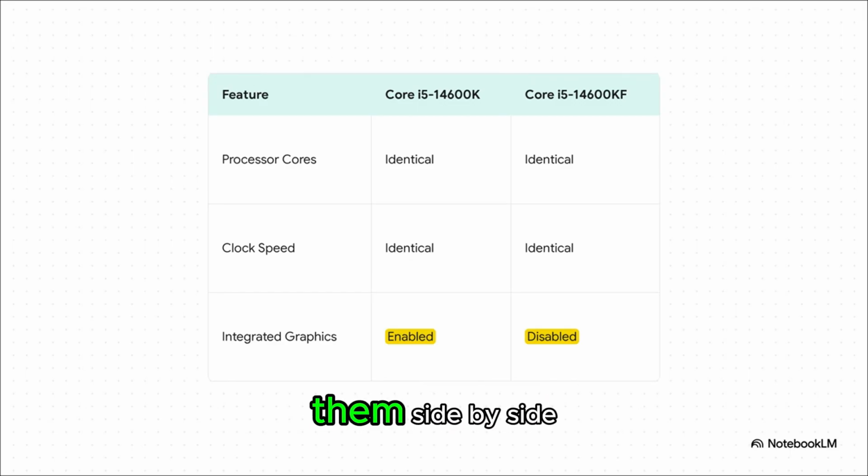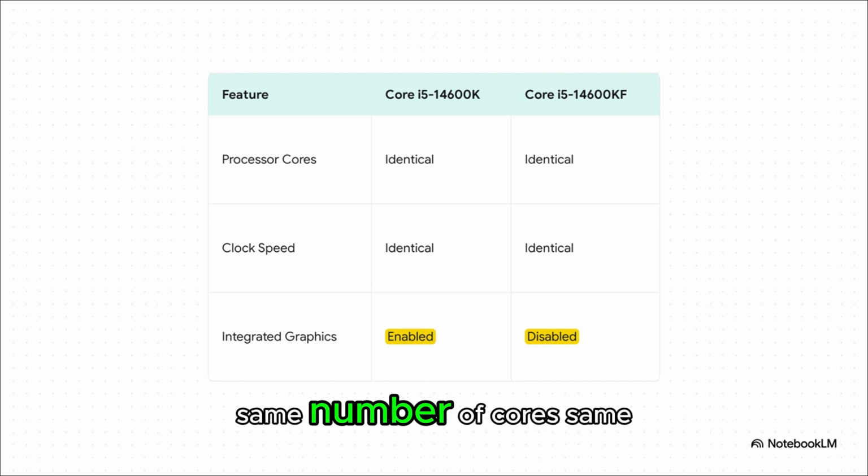And look, if you put them side by side, the K and the KF models are basically twins. Same number of cores, same clock speed, they're identical in every way, except for this one critical detail. The regular K has its graphics enabled, the KF has them disabled. And we're not talking about a software setting here. This is supposed to be permanently fused off at the factory.